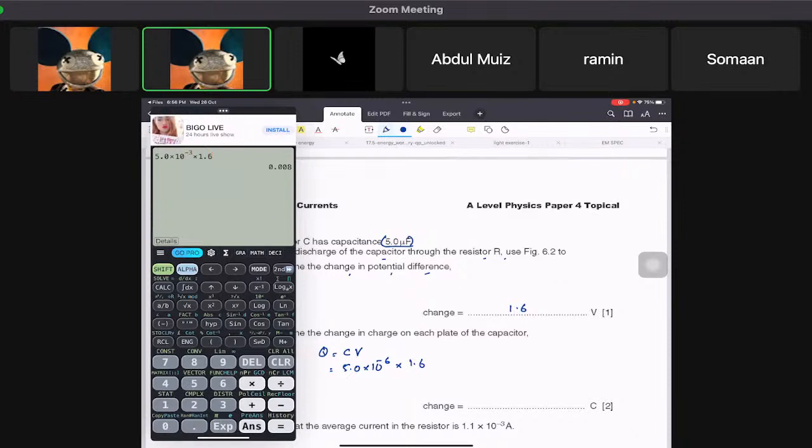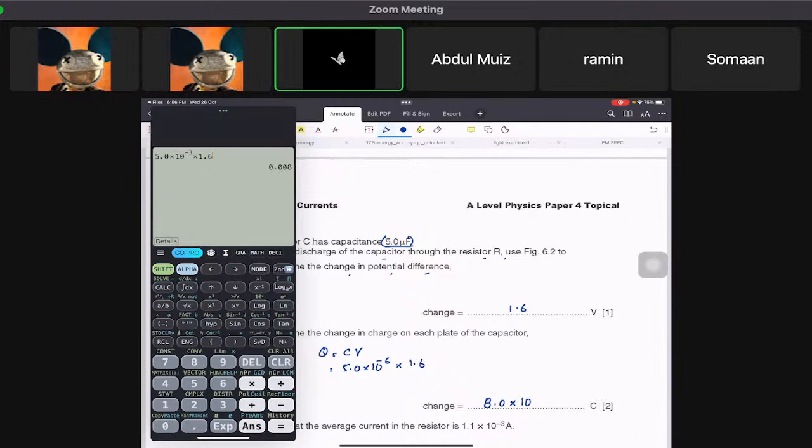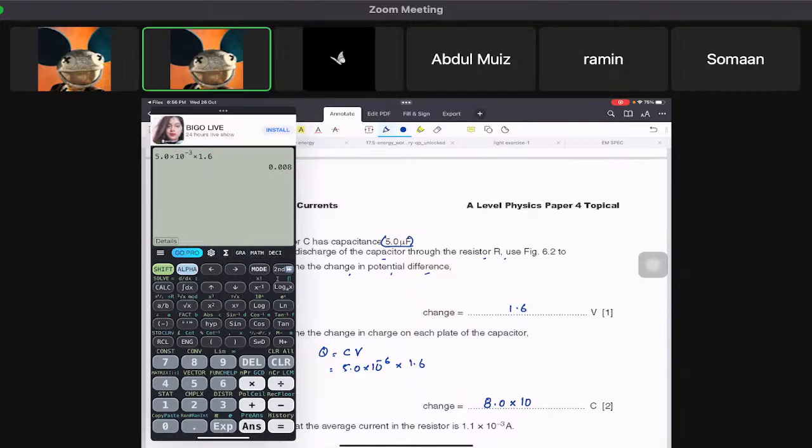So that's about 8.0 times 10 raised to minus... Micro is minus 6, no? We calculated minus 3 directly. Oh no, my bad, sorry. Wait. Six, okay, this is 1, 2, 3, 4, 5, 6. 8.0 times 10 raised to minus 6. Is it clear now?